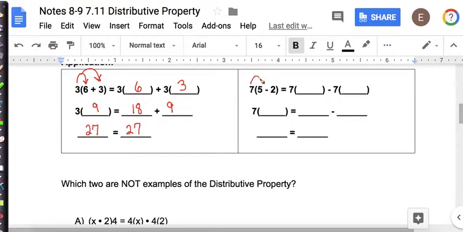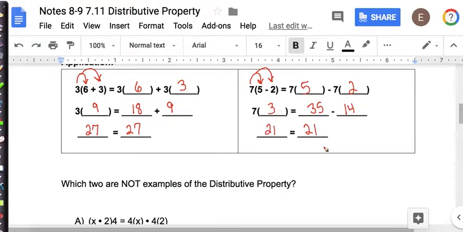Okay, example 2. Let's do order of operations first. So 5 minus 2 is 3, and 7 times 3 is 21. Now I'm going to do the distributive property, so 7 times 5, and then of course 7 times 2. And this time there's a minus sign inside because of the subtraction sign. 7 times 5 is 35, and 7 times 2 is 14. And 35 minus 14 is 21.